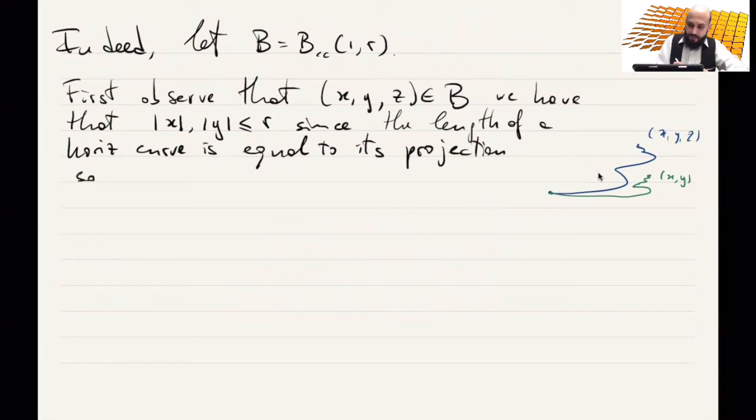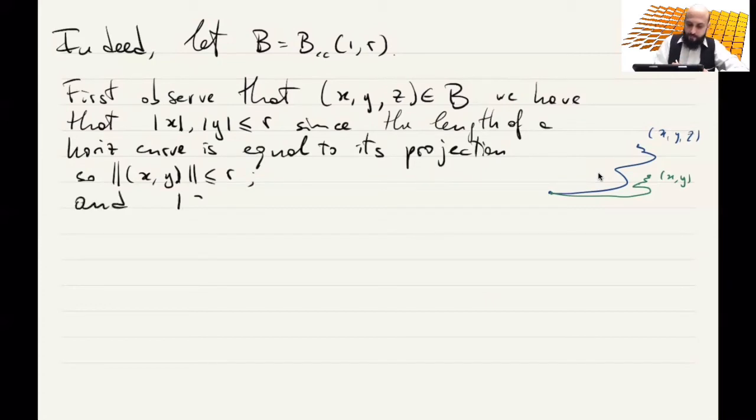So actually, really, the vector xy in the plane can be connected with a curve of length r, so its norm is less than r. So in particular, each of the components is less than r. Okay, so x and y are bounded by r. Now, what about z?